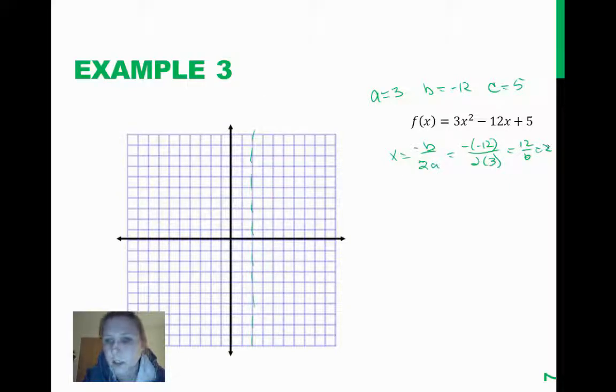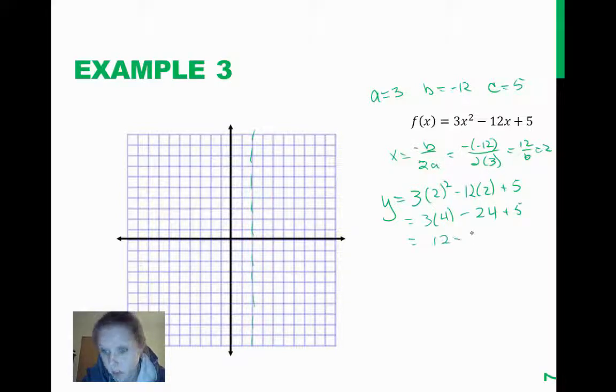Okay, so if we plug that back in to find our vertex point, we'll have y equals 3 times 2 squared minus 12 times 2 plus 5. And that's going to be 3 times 4 minus 24 plus 5. That's 12 minus 19, which equals -7. So our vertex is at 2, -7. So let's plug that in.